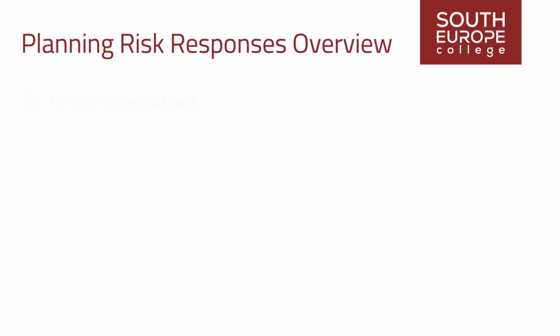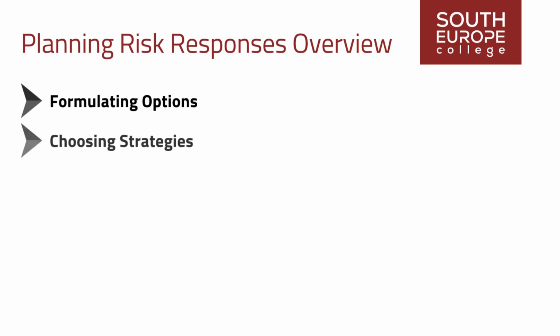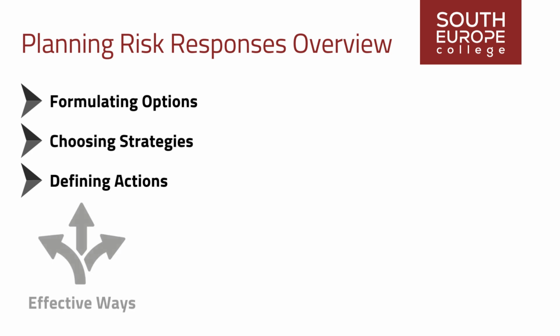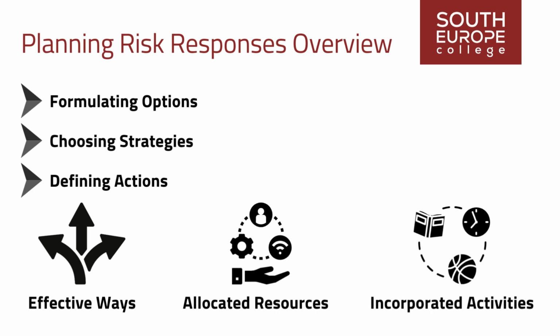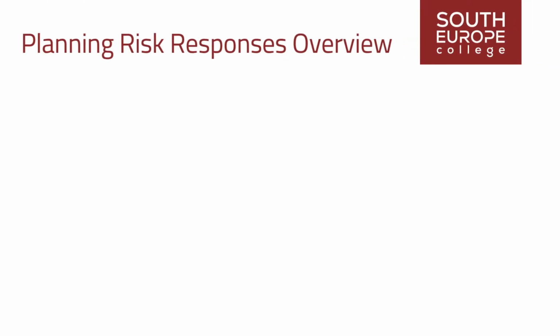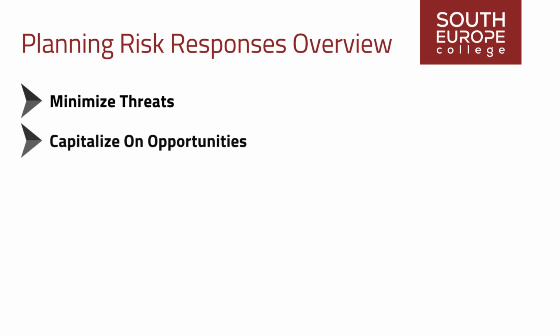Planning risk responses involves formulating options, choosing strategies, and defining actions to manage overall project risk exposure and address specific project risks. This process is crucial as it determines effective ways to handle both overarching project risks and individual risks. Resources are allocated, and activities are incorporated into project documents and the project management plan as necessary. This strategic approach aims to minimize threats, capitalize on opportunities, and diminish overall project risk.